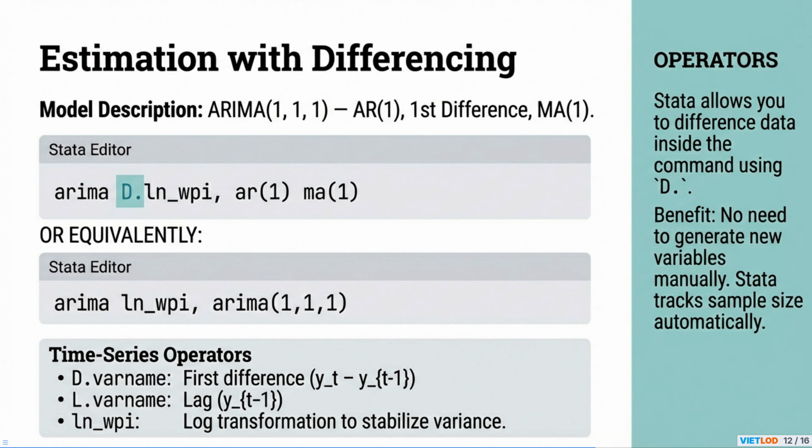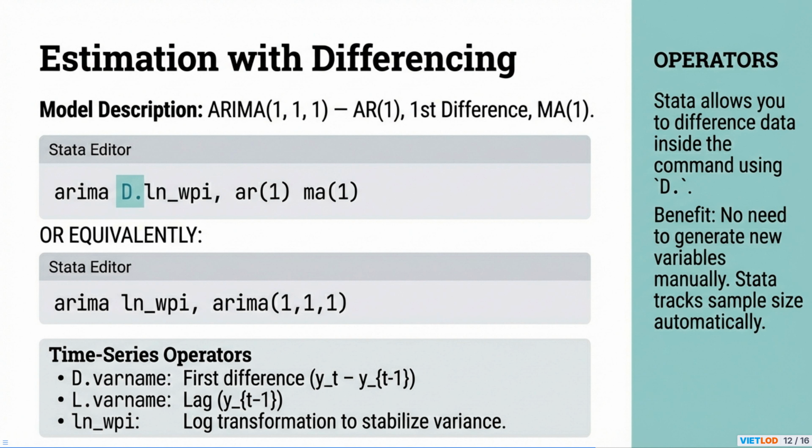We will estimate an ARIMA(1,1,1) model. This includes one AR term, one level of differencing, and one MA term. Stata's time series operators make this easy. We can use D. before a variable name to difference it directly within the ARIMA command. Here, we also apply a log transformation, ln_WPI, to stabilize the variance. The command arima D.ln_WPI, ar(1) ma(1) explicitly models the first difference of the log of WPI. Alternatively, and more conveniently, we can use the shorthand arima ln_WPI, arima(1,1,1).